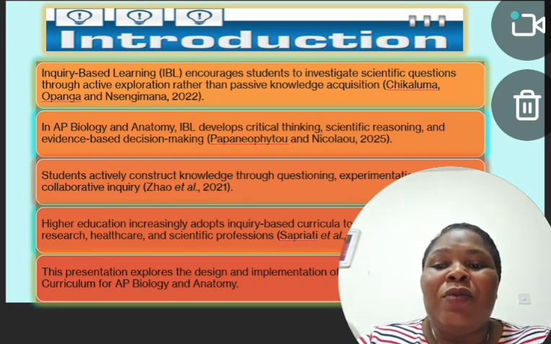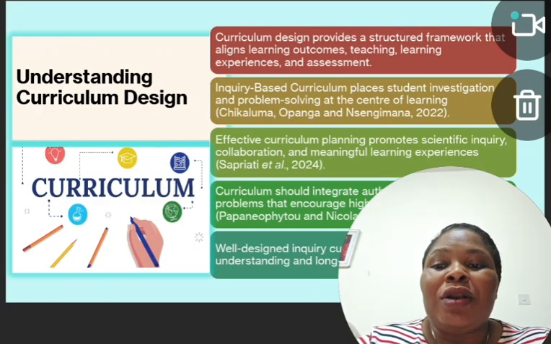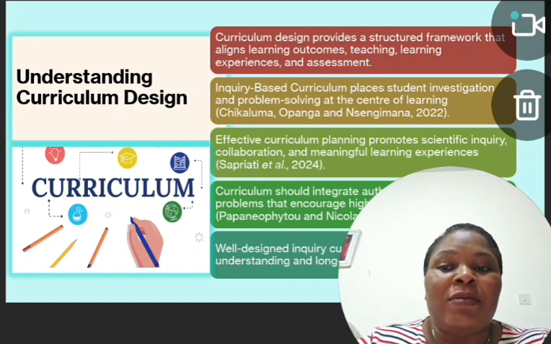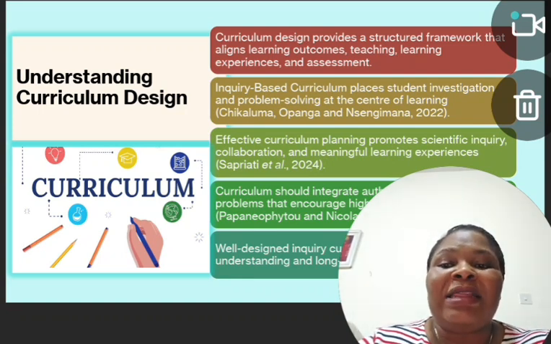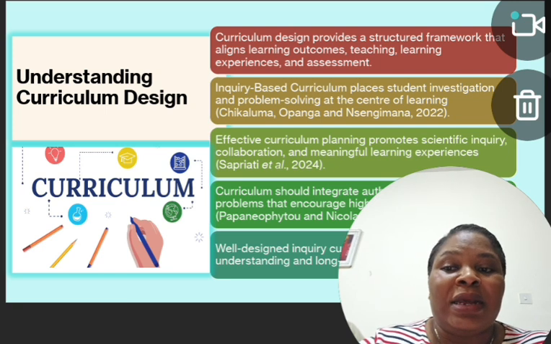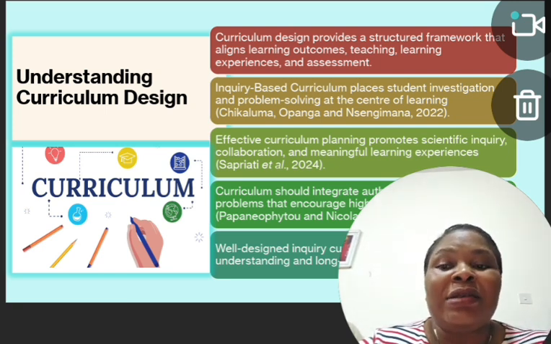Then when we look at understanding the curriculum, design is a planning of learning outcomes, teaching strategies, learning activities, and assessment to fulfill educational goals. In an inquiry-based learning curriculum, it is structured around scientific investigation and questioning rather than lecturing the student.